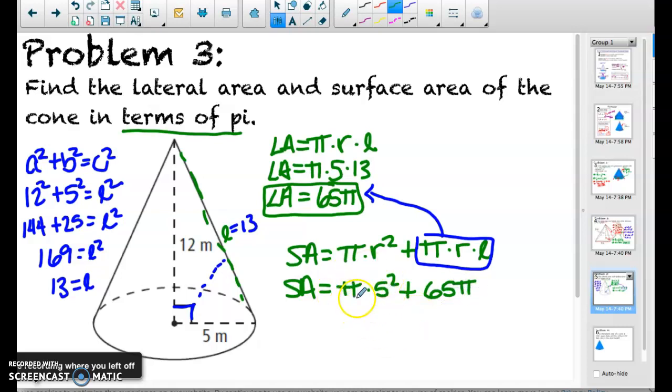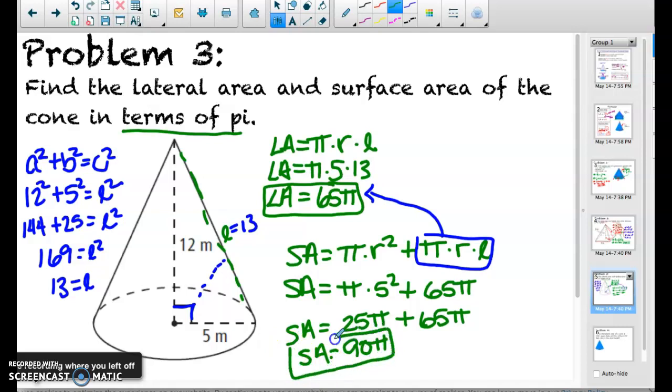So here I've got 25 pi, and I'm adding to that 65 pi. So when I add those two numbers together, I'm going to end up with 90 pi. So my surface area is 90 pi. And that's when I leave my answer in terms of pi. And of course, we have to add our unit on the end. This is in meters squared. And this answer was also in meters squared.